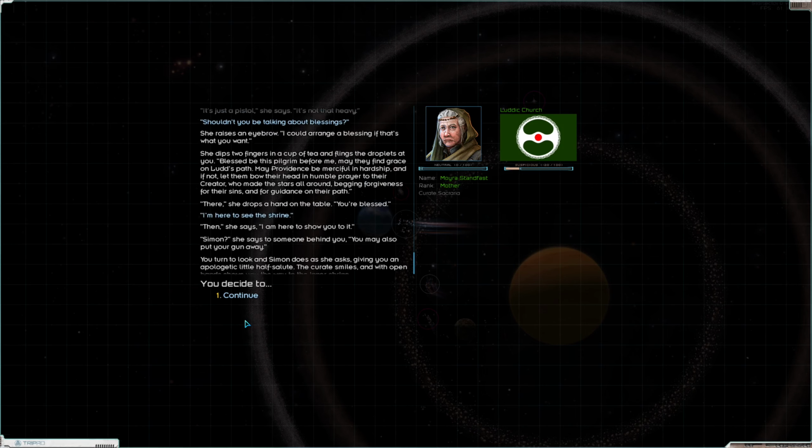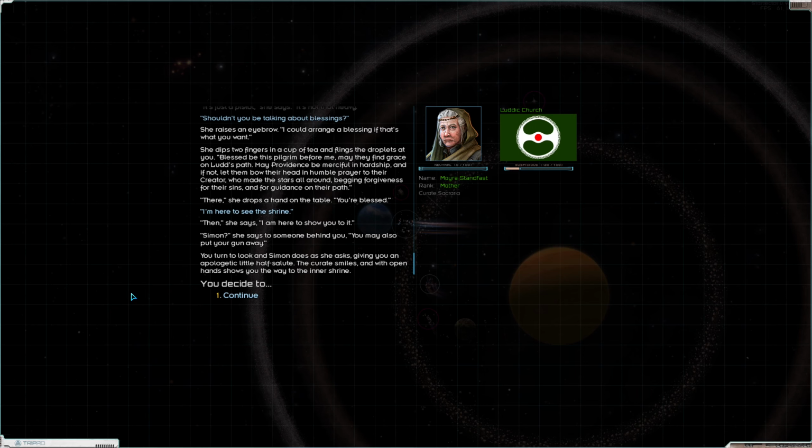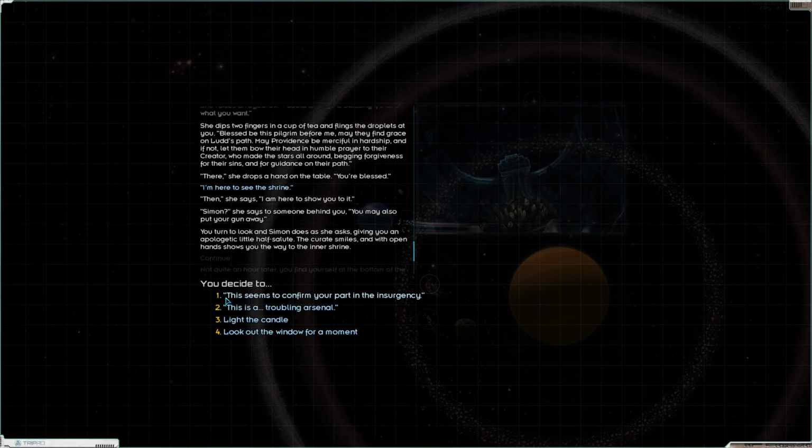I'm here to see the shrine. Then, she says, I am here to show you to it. Simon, she says to someone behind you, you may also put your gun away. You turn to look, and Simon does as she asks, giving you an apologetic little half-salute. The curate smiles, and with open hands shows you the way to the inner shrine.